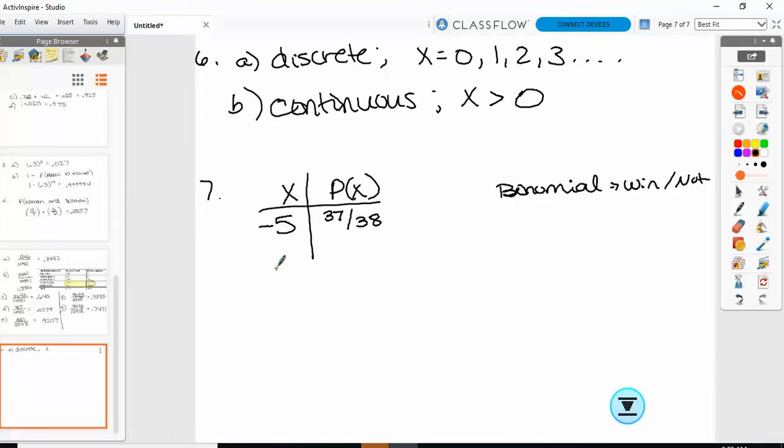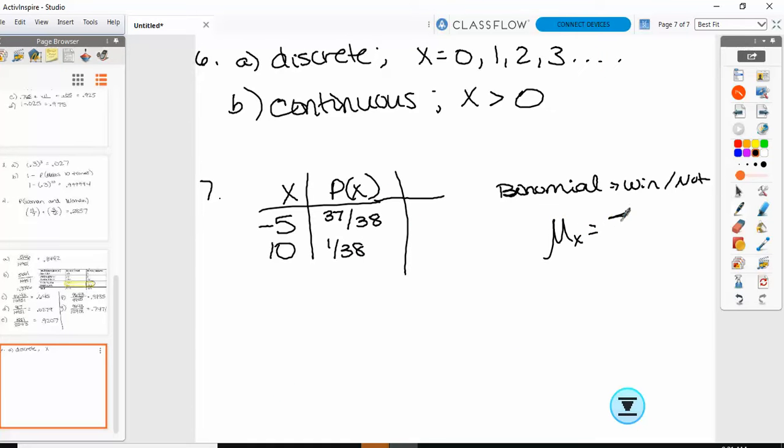Now, if they win $15, are they actually getting a profit of 15? No, they're really only getting 10 because they paid $5 to play, so they're really only gaining $10 here. And there's a 1 in 38 chance of that.